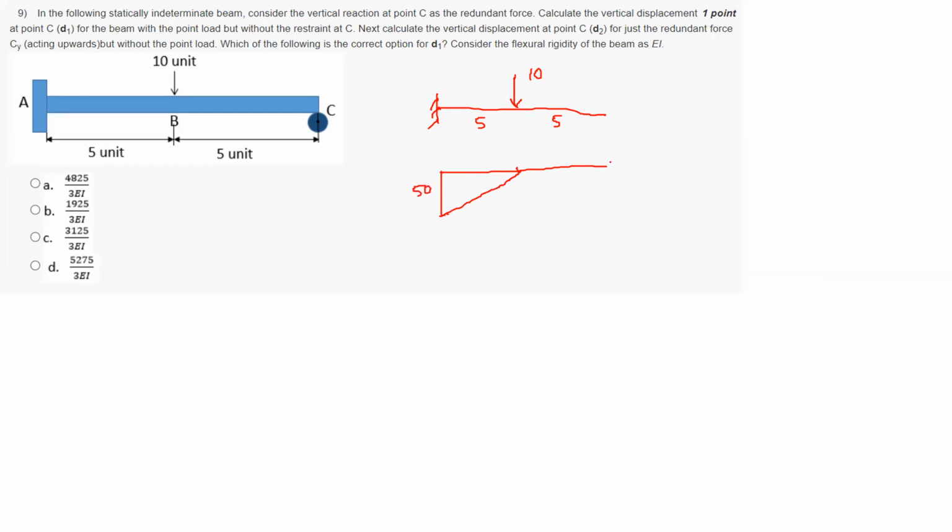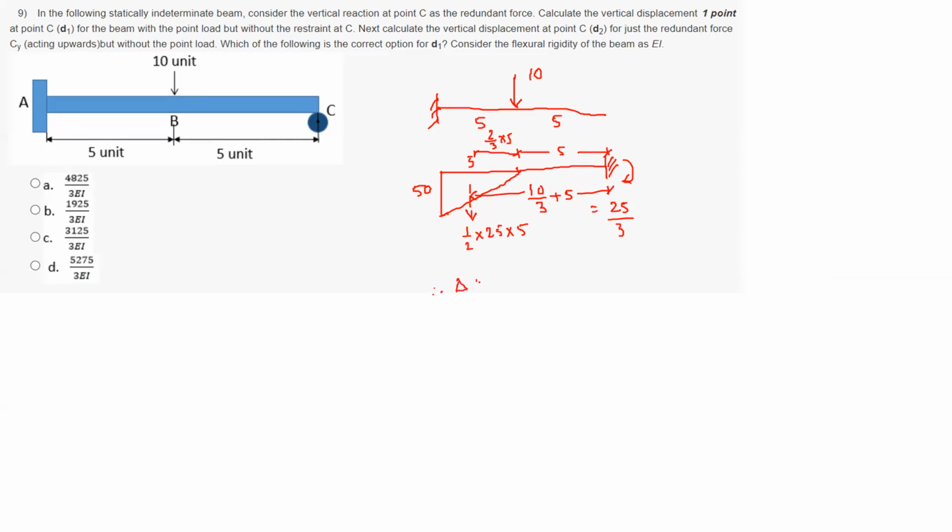Now conjugate beam: fixed becomes free, free becomes fixed. And moment at this gives me deflection at this point. So what will be the total load we will get? So we have this as 5. So 1/2 into 25 into 5. Then what will be this distance? This will be 2/3 of 5, and then we have this 5. So what will be the total? We have 10 by 3 plus 5. And then we will have this distance, that is 25 by 3.